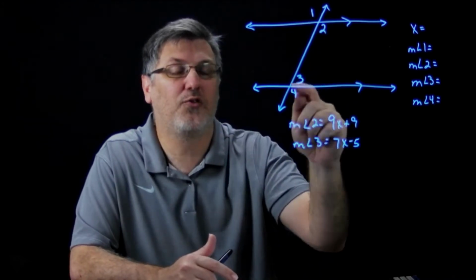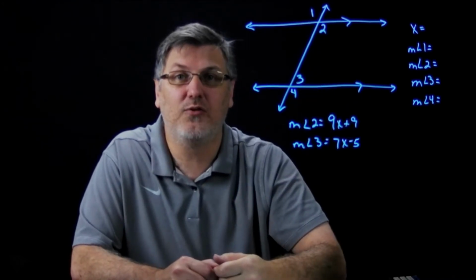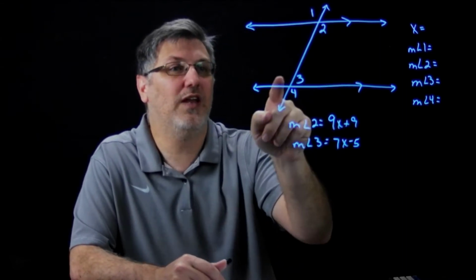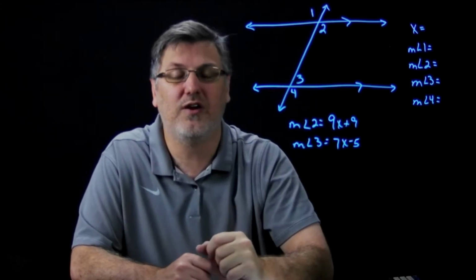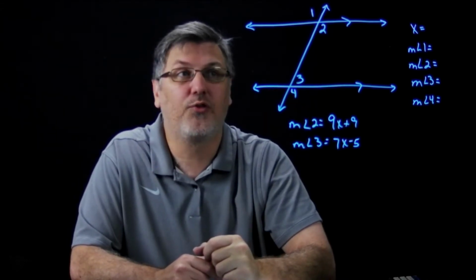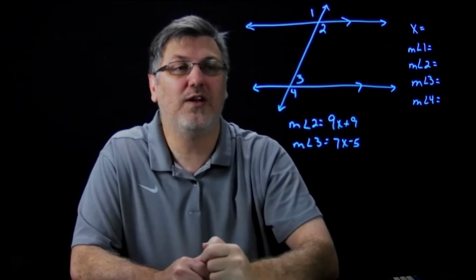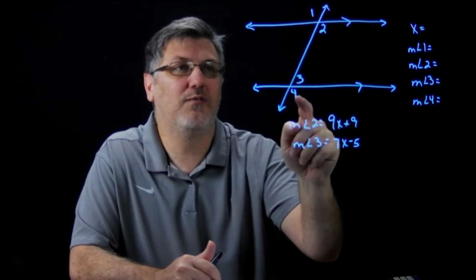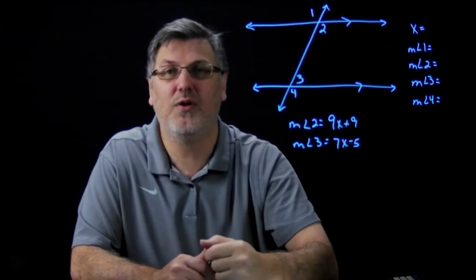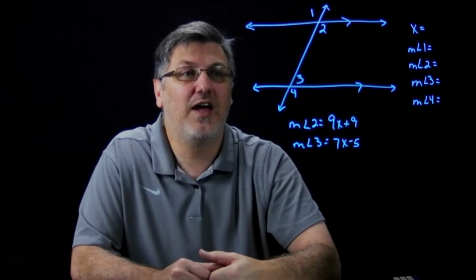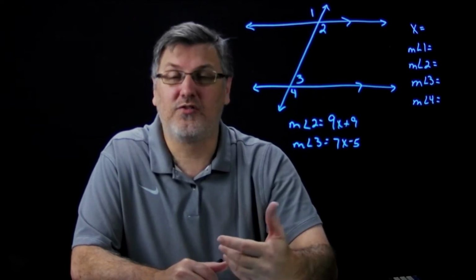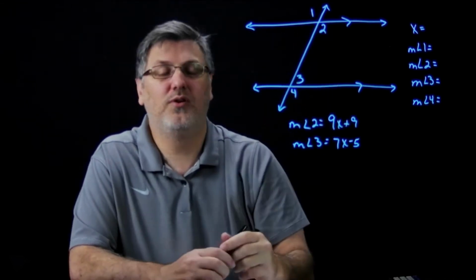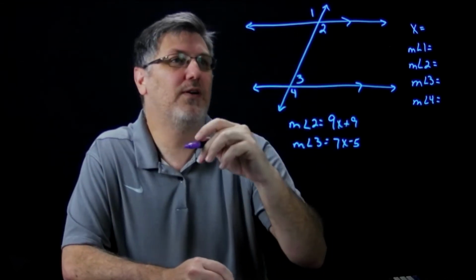So angle 2 and angle 3 are same side interior angles. We also have to remember alternate interior angles are congruent. So angle 2 here and the angle right here on the other side of the transversal from angle 3, these angles are going to be congruent. And of course, then we have our linear combinations, 1, 3, and 4 here. These are linear combinations because they are two angles that are going to be supplementary that are on the same line.